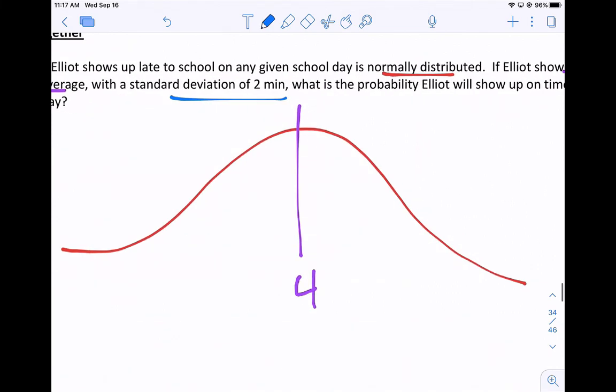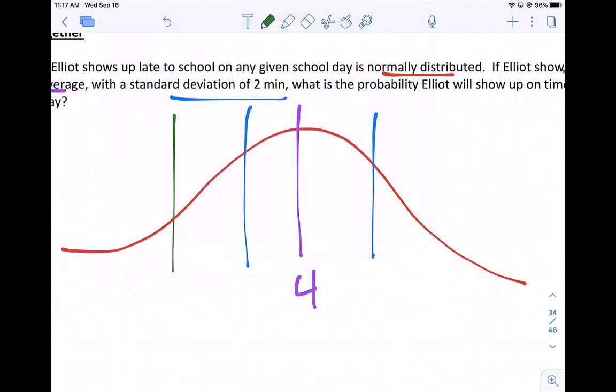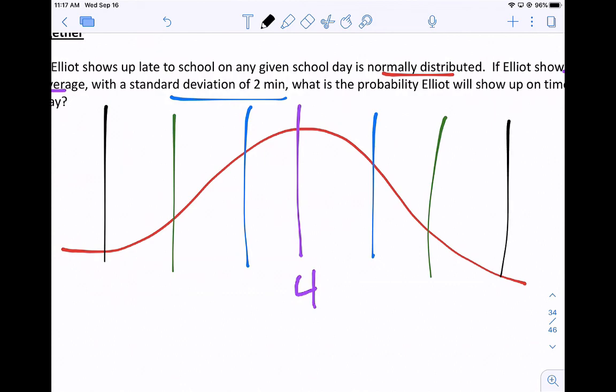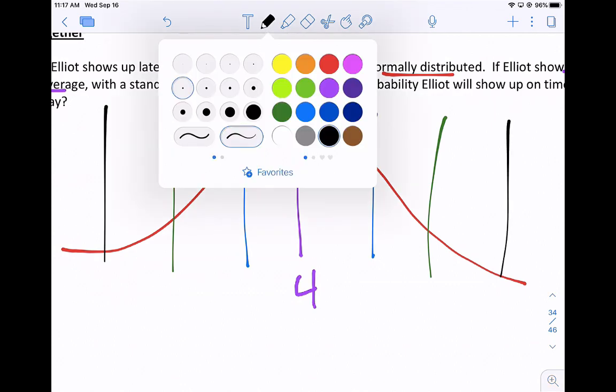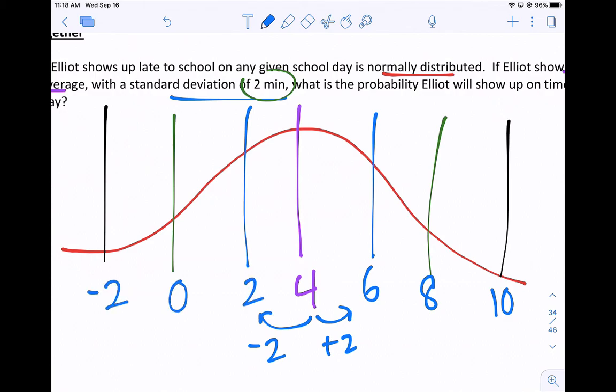All right, so I'm going to go ahead and draw in our lines. There's 1 standard deviation out. Here's 2 standard deviations out. And let's go 3 standard deviations out. We know that the standard deviation is 2 minutes. We're going to add 2 as we go to the right. So this would be 6, 8, 10. We're going to subtract 2 as we go to the left. So we get 2, 0, -2.